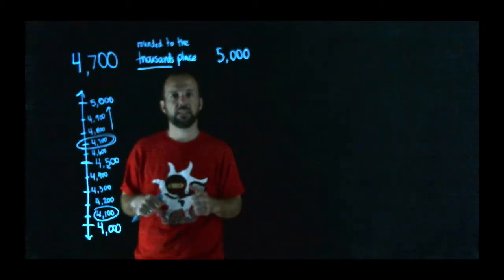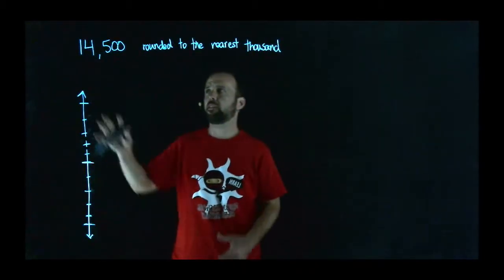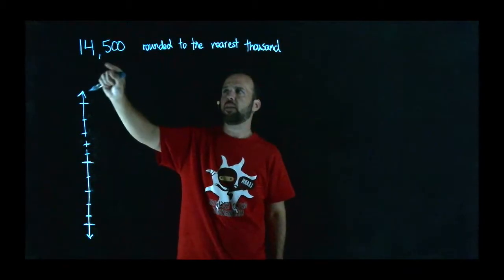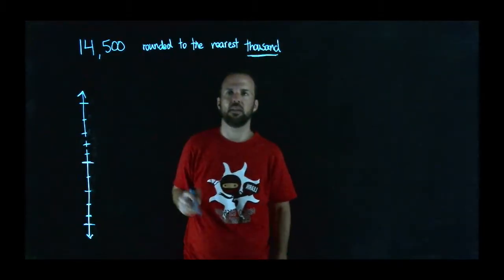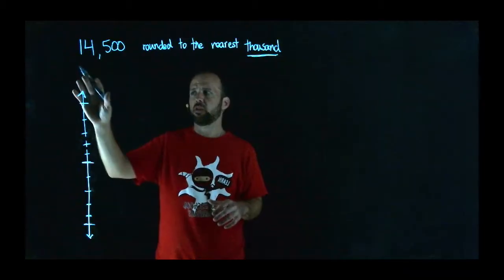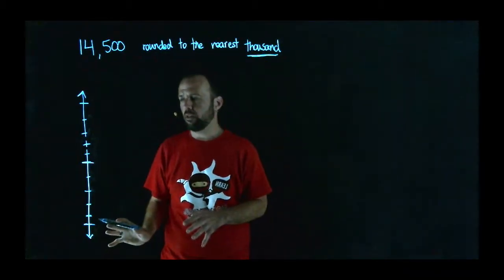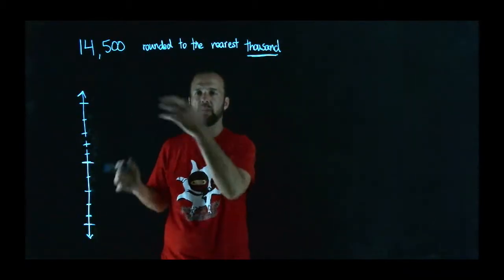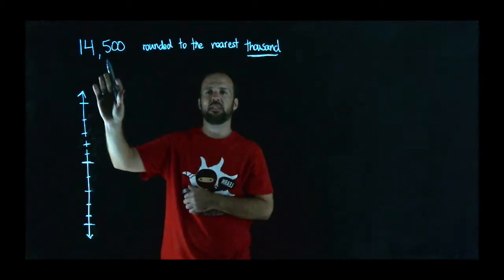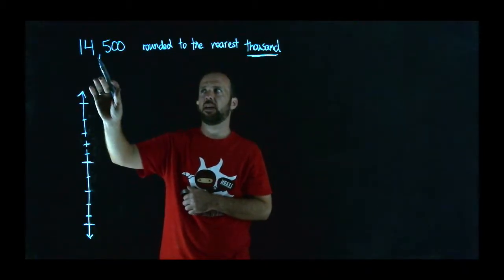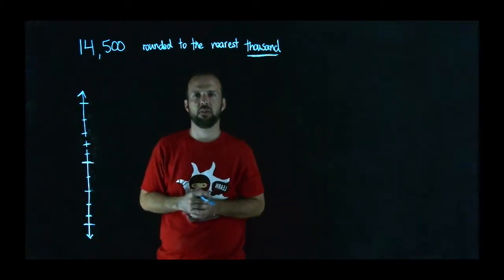Let's try out another one together. Okay, so for this example, we're going to round 14,500 to the nearest 1,000 place. Nearest 1,000. That's what we're looking for. So we're going to start with this vertical number line again, and we're going to label our start points and end points so we know what we're dealing with here. So how many thousands are there in the number 14,500? How many thousands are there?